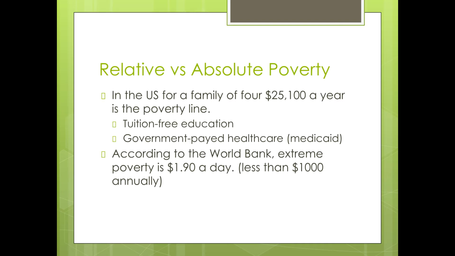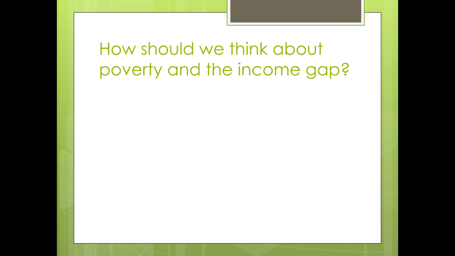$25,000, you and I might see that number and be like, oh, yeah, that's really poor, man, that's tough. And it is. I mean, it's relatively poor for the United States. But we've got to understand the difference between them, okay? Absolute poverty is a different level of poverty. It's a different type of thing. It's not just relative to the country.